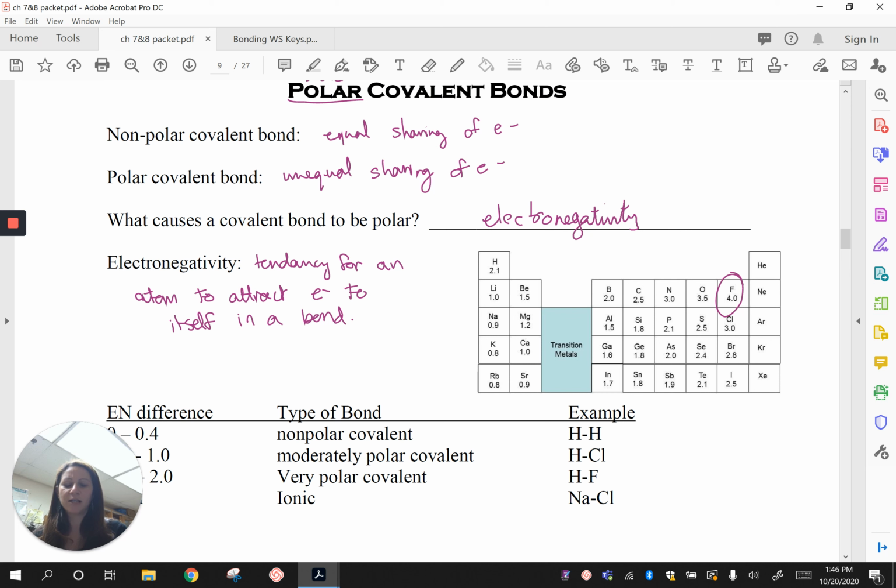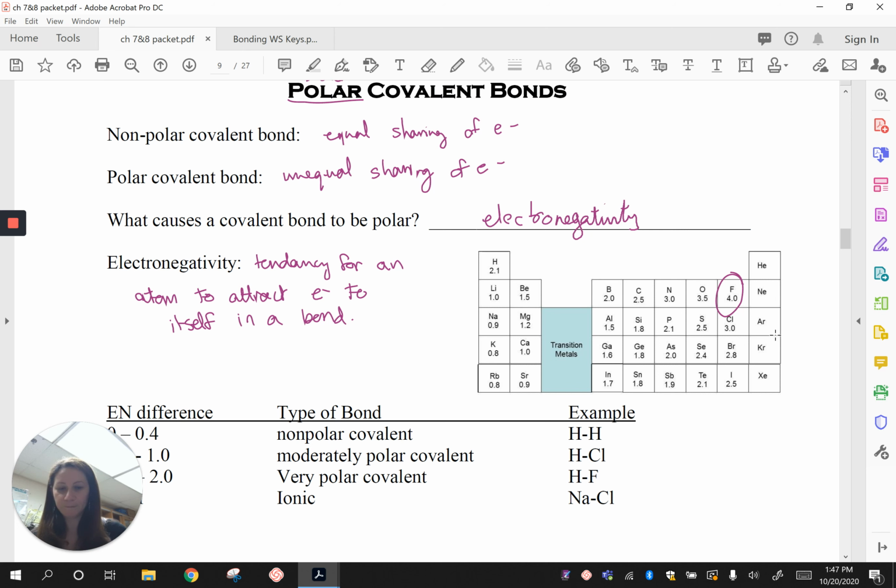Now, electronegativity doesn't really have units. It's just a number for comparison. So fluorine is the most electronegative atom on the periodic table. This corner, so francium, would be the least electronegative. And of course, noble gases, we don't really have any electronegativities for them.